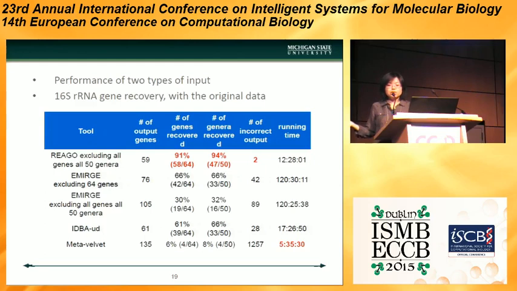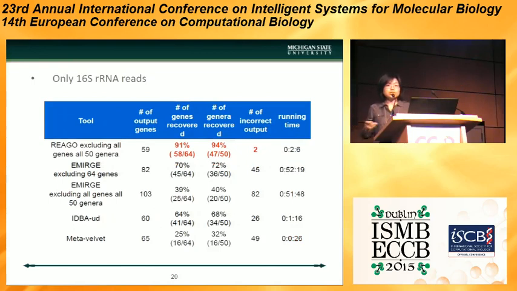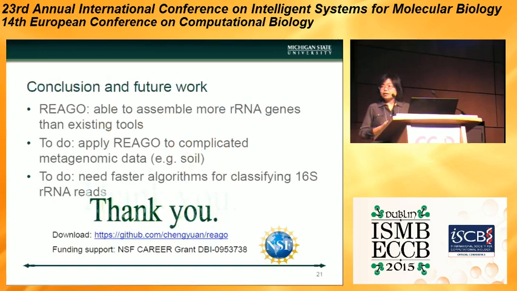And for eMERGE, when we exclude all the genes from the 50 genera, it only covers less than half of these genes. Similarly, when we use only the real 16S ribosomal genes, the performance is better, but still we have the highest sensitivity and specificity. So finally, I want to thank the NSF for supporting this project, and we do have some future work. For more details, please read our paper. Thank you very much for your attention.